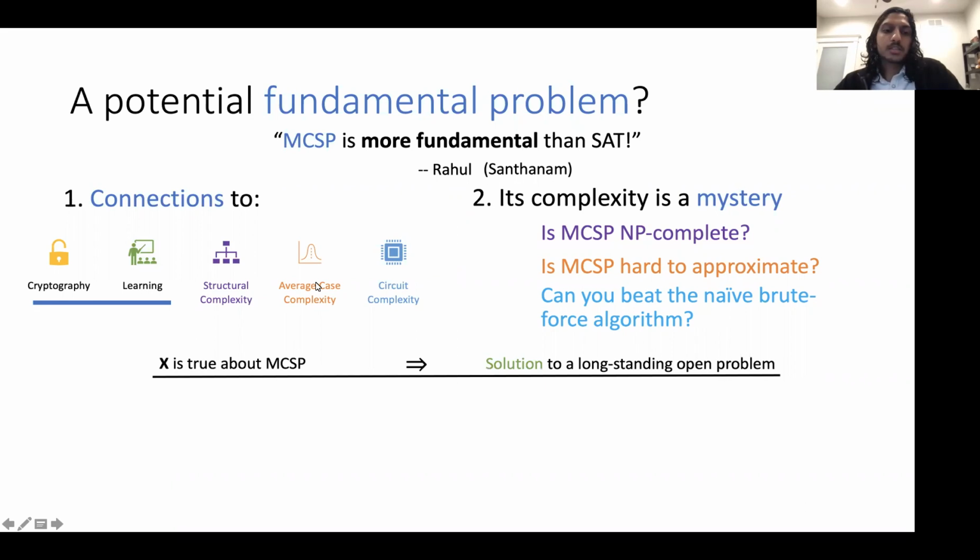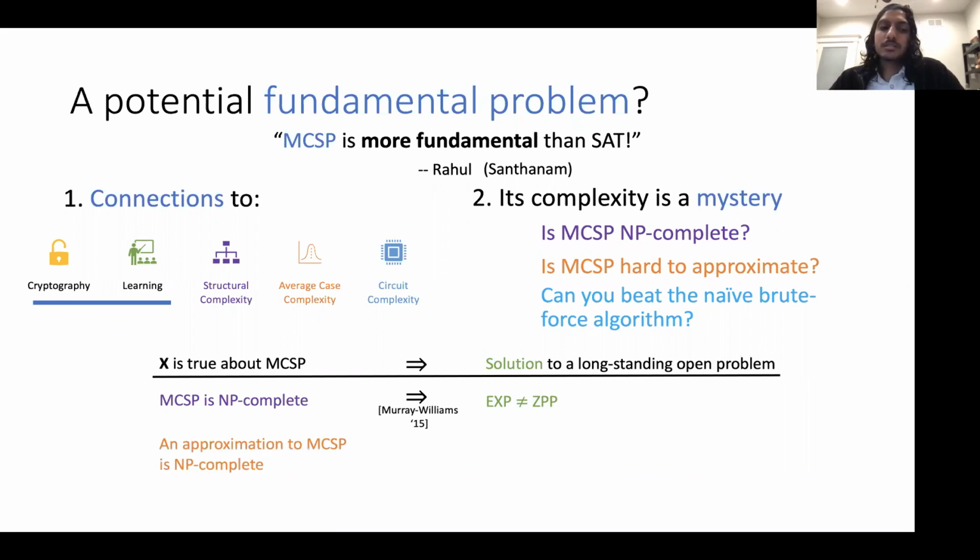So in particular, if you can show MCSP is NP-complete under the usual type of many-one polynomial time reductions, that actually implies a breakthrough complexity class separation. It's something we believe, but no one knows how to prove.